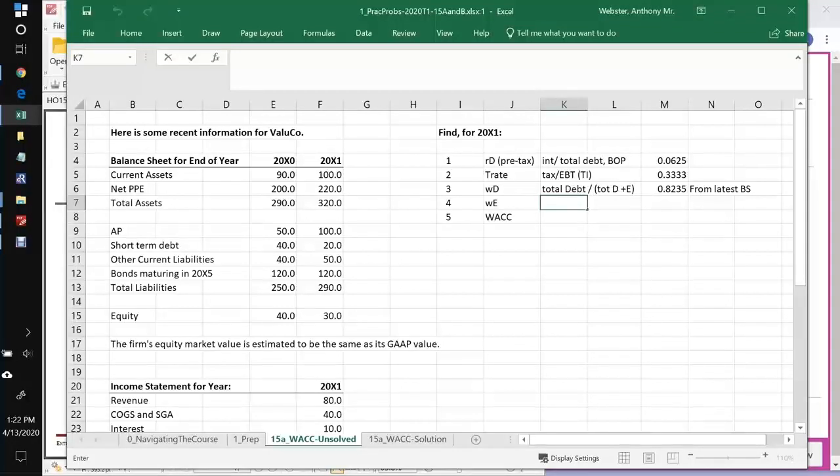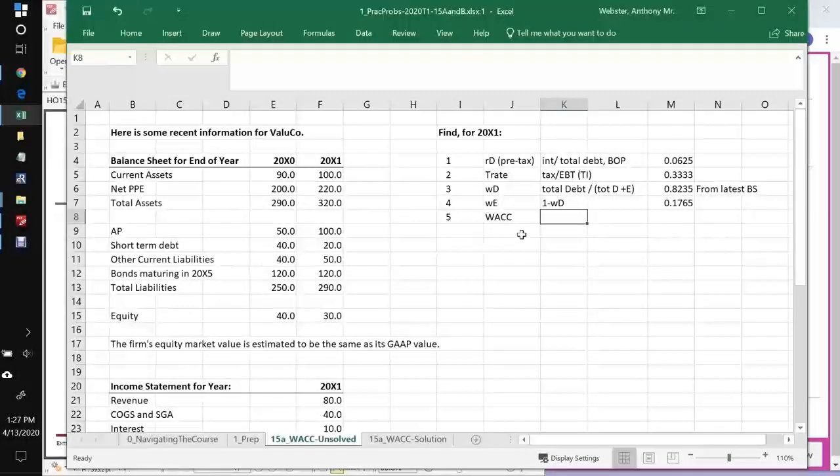Okay, and WE we could calculate in a similar way here, but as you know, I'm very lazy, so the laziest way to do this is to say that this is equal to 1 minus WD. So let's just do that, equal, because the two of them have to add up to 100%. Whoops, I want 1 minus that guy. Okay, and that's 17.65%. And now we're ready to compute, at long last, our weighted average cost of capital.